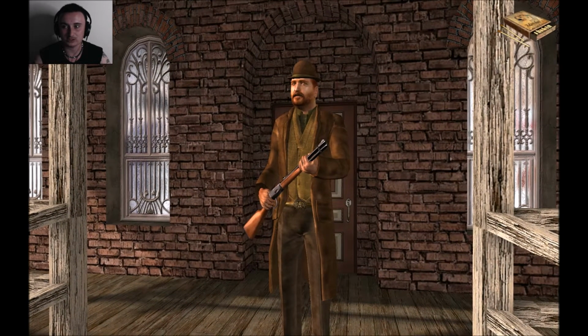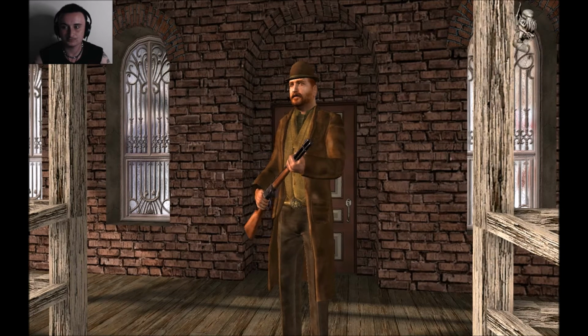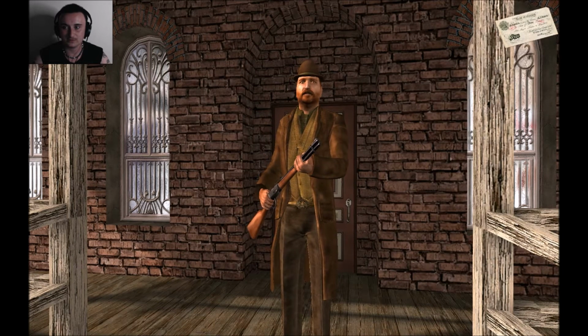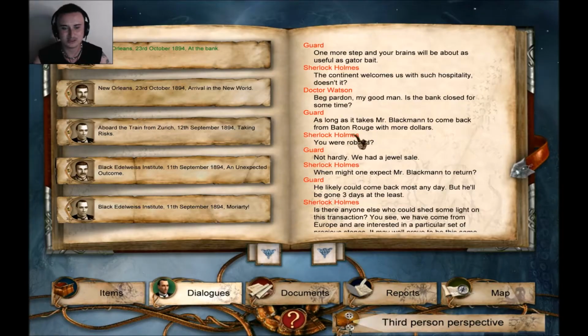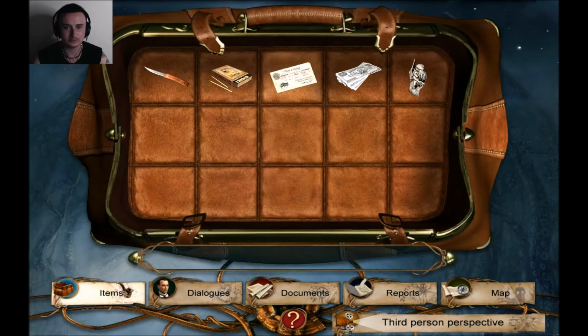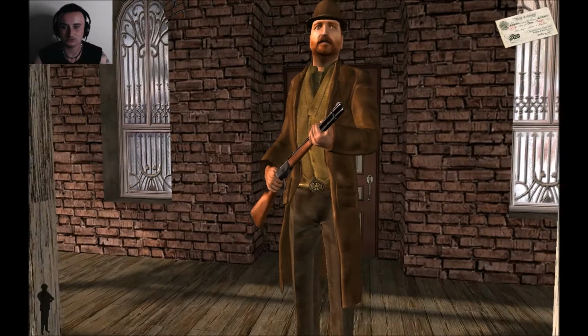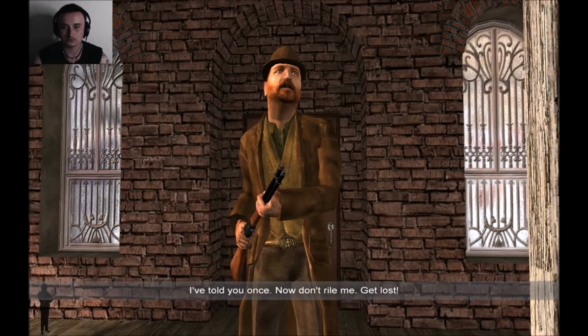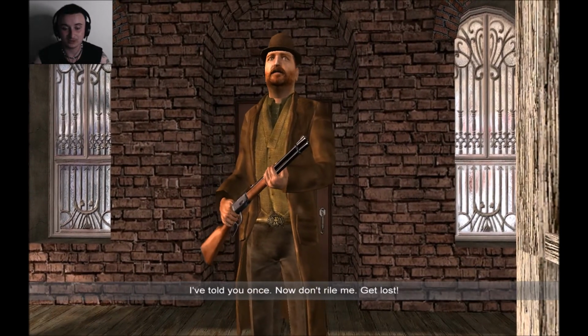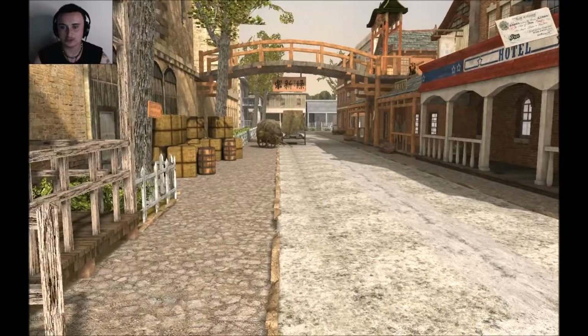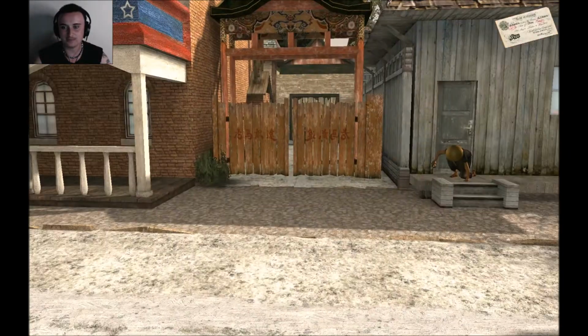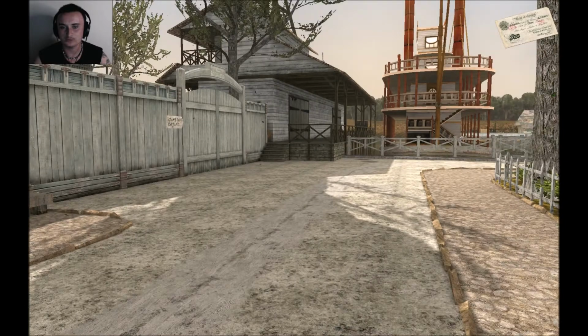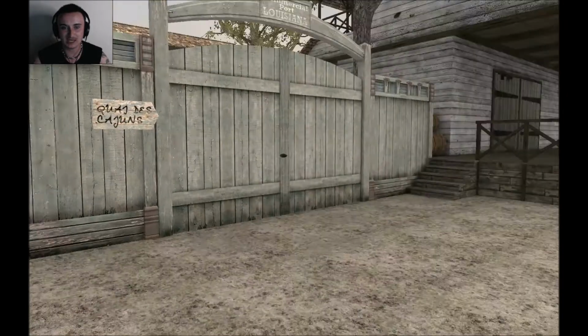Alright, we have American dollars now. Believe that's all we needed. Trying to see what's in our inventory. This is bills of exchange. I told you once, now don't rile me. Get lost. Alright. So he said we could go down to the end of the pier and meet a guy named Champagne.